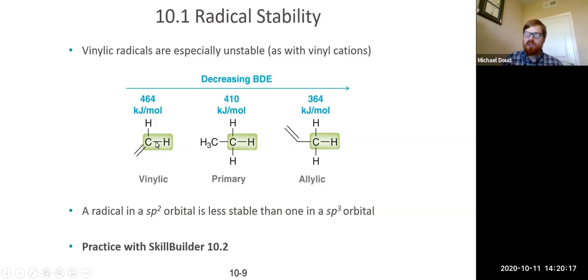The more s character you have in your bonding, in your atomic orbital, the lower in energy it is, the harder it is to remove the electrons from there. So the electrons are really stable in that sp2 orbital. They have a lot of s character. They're closer to the nucleus. So it's harder and harder to break these vinylic or arylic positions. So you just don't see that very much, a vinylic or an arylic radical.